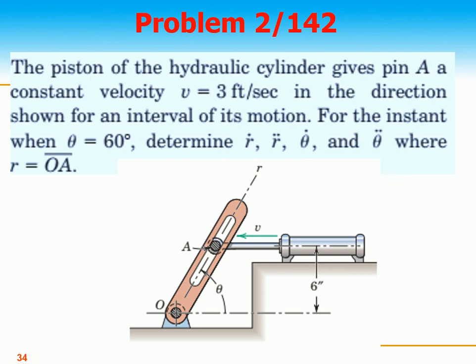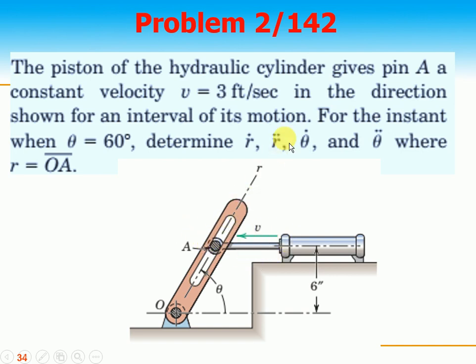Let's see the next problem. The piston of the hydraulic cylinder gives pin A a constant velocity v of 3 feet per second in the direction shown. For the instant when theta is equal to 60 degrees, determine r dot, r double dot, theta dot, and theta double dot, where r is equal to OA. This is r, OA, and the velocity is in this direction.